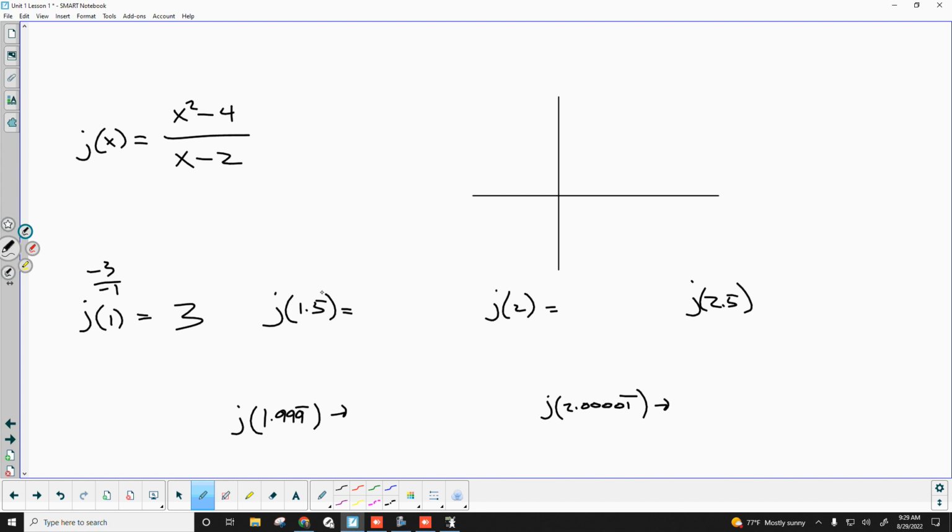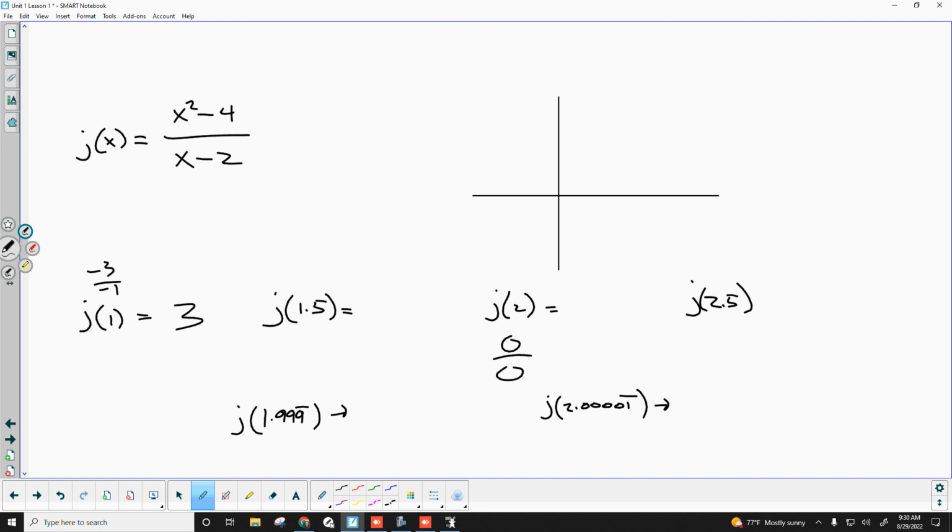Okay, cool. That's easy. All right, let's plug in 1.5. I don't want to do that. I don't want to multiply. I don't have a calculator. I'm going to skip that one. We'll come back to it. Cool? All right, let's go to 2. Plug in 2. 2 squared is 4. 4 minus 4 is 0. 2 minus 2 is 0. Ooh, I get 0 over 0.